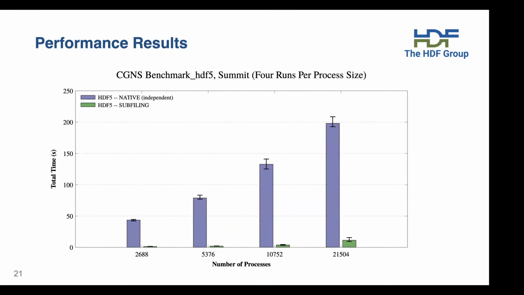And so here you can see we're comparing the CGNS time for native HDF5 using the MPI IO driver. And this MPI IO driver is using independent IO, which we don't expect to scale particularly well, especially as we get up into 20,000 plus ranks. But you can see here that subfiling remains pretty constant and scales pretty well as you scale up the number of ranks. Next slide.